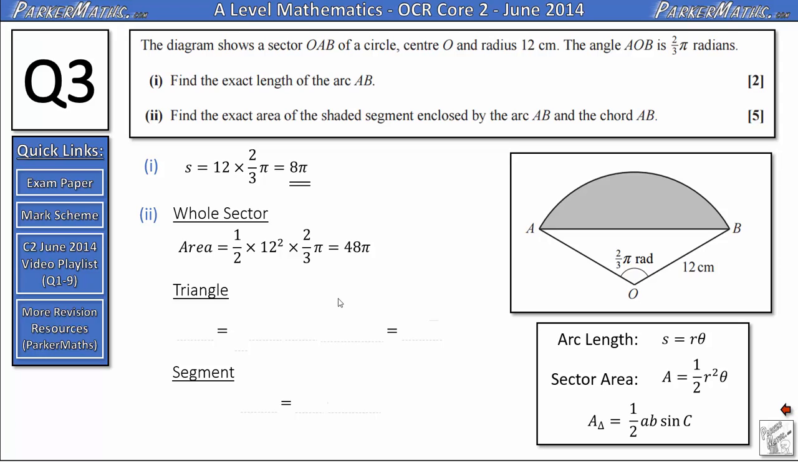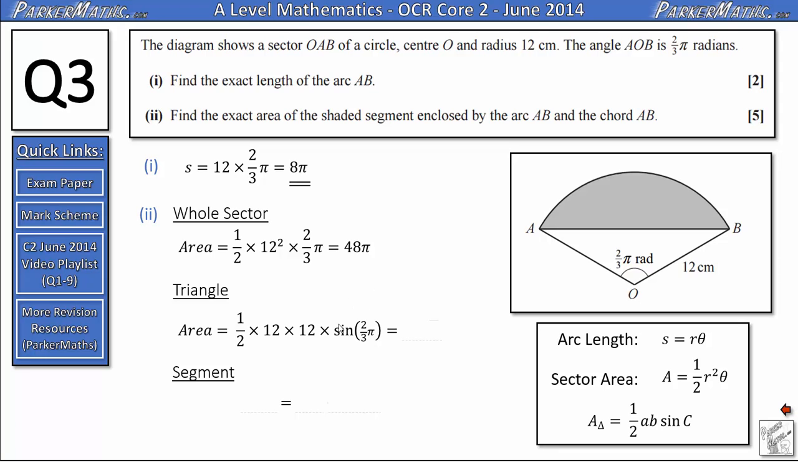pi. For the triangle, we're going to use the formula that the area of a triangle is a half AB sine C, where A and B are two sides of the triangle, and C is the angle in between those two sides. Well, in this triangle up here, we've got a radius of 12 here, but on the other side we would also have a radius of 12 here as well. So our two sides A and B are 12 and 12, and our angle C is 2/3 pi. So we're going to get a half multiplied by 12 multiplied by 12 multiplied by sine of 2/3 pi.